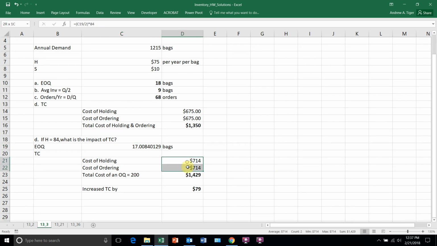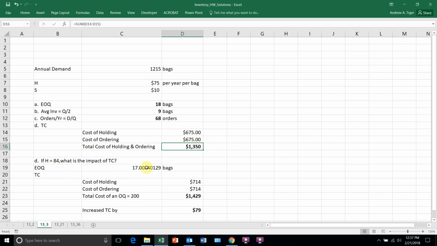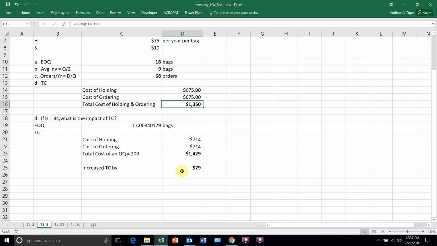You calculate the cost of holding and carrying this cost, which is going to be more than this one. The reason is because our cost went up. So the total annual cost goes up by $79. That's the difference of the current and potentially if the cost changes of carrying inventory.